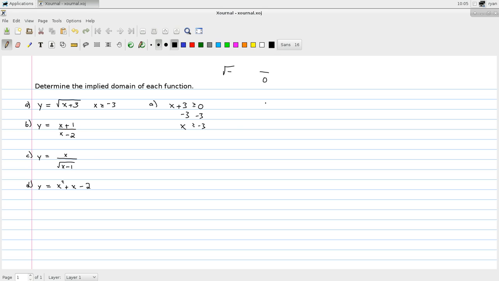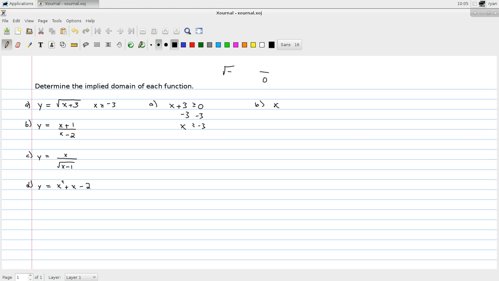If we look at part B, we've got y equals x plus 1 over x minus 2. Now this equation has no radicals, so we don't need to worry about this first restriction. There's no way we have a negative under a radical because there's no radical. However, there is a division. We have to worry about dividing by 0. We need to make sure that we're not dividing by 0.